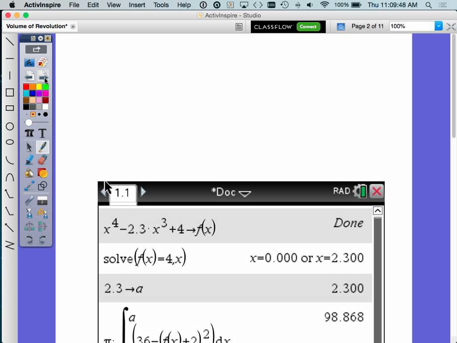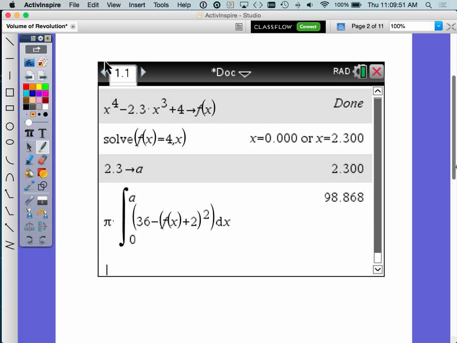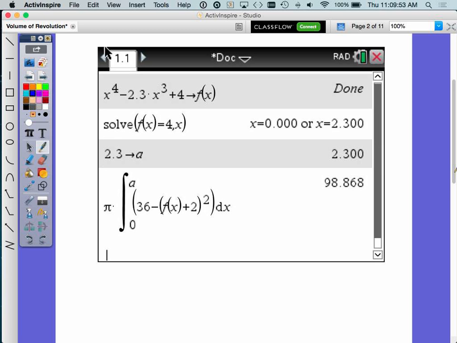When I do that, and I've taken a screenshot of what comes on the calculator, I get this. And I can see here in this first part, I've taken the function and assigned it to f at x. Then I've solved f at x equals 4, and that's where I get my 2.3 from. Then I take that 2.3 and assign it to a. In this case, it turned out to be exactly 2.3, but it won't usually. So it's always better to take that number, whatever it is, and assign it to a constant. And then I just type in that formula exactly how I had it, and the calculator kicks me out an answer of 98.868, and that's the answer to my question.